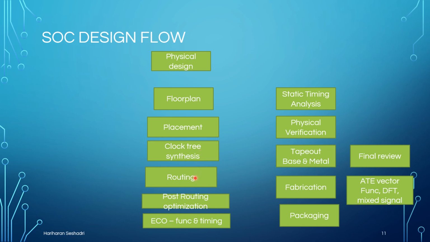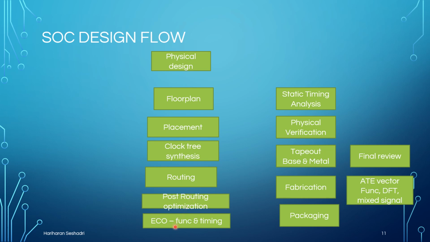Routing. Once the clock is made, then signals are routed. Once the signals are connected, you get the RC. You can back-annotate RC. What is RC? It's resistor and capacitor. So you back-annotate that, you get the actual delays. You can optimize the routing based on your constraints, all these things work.